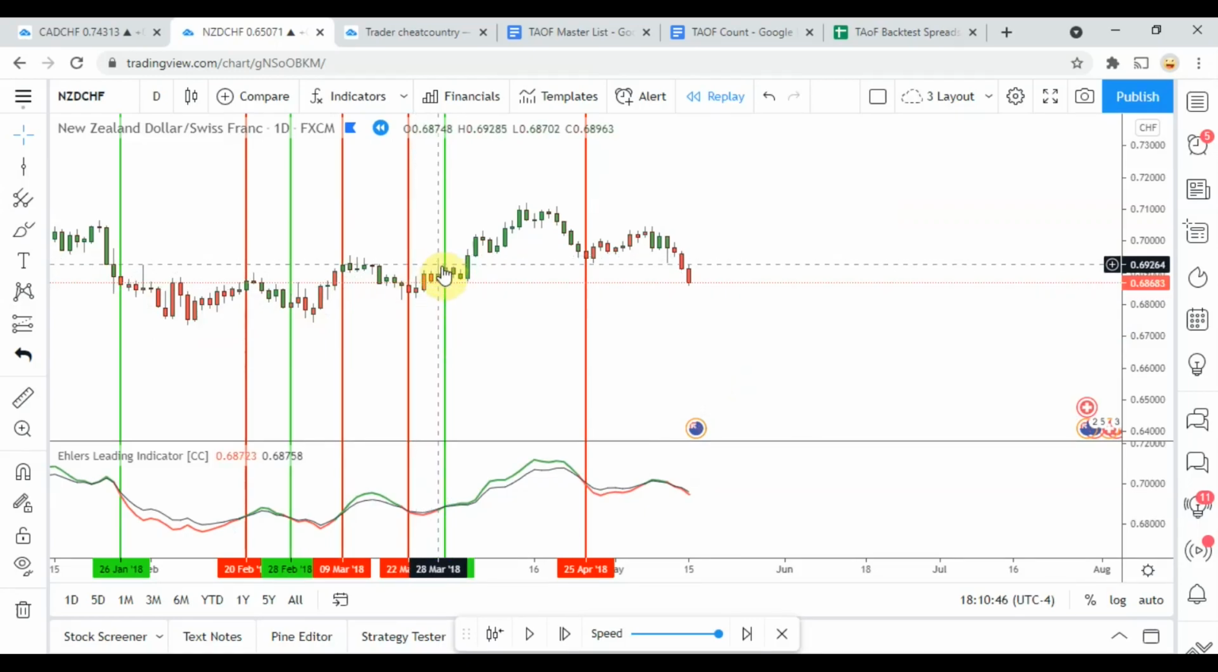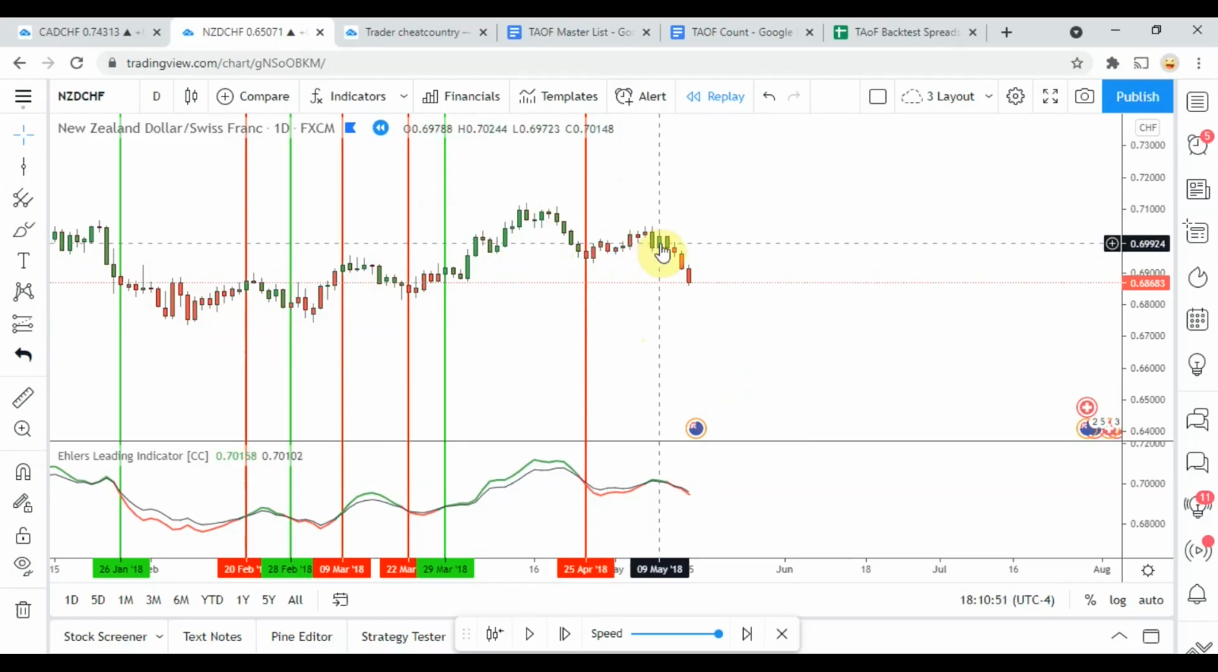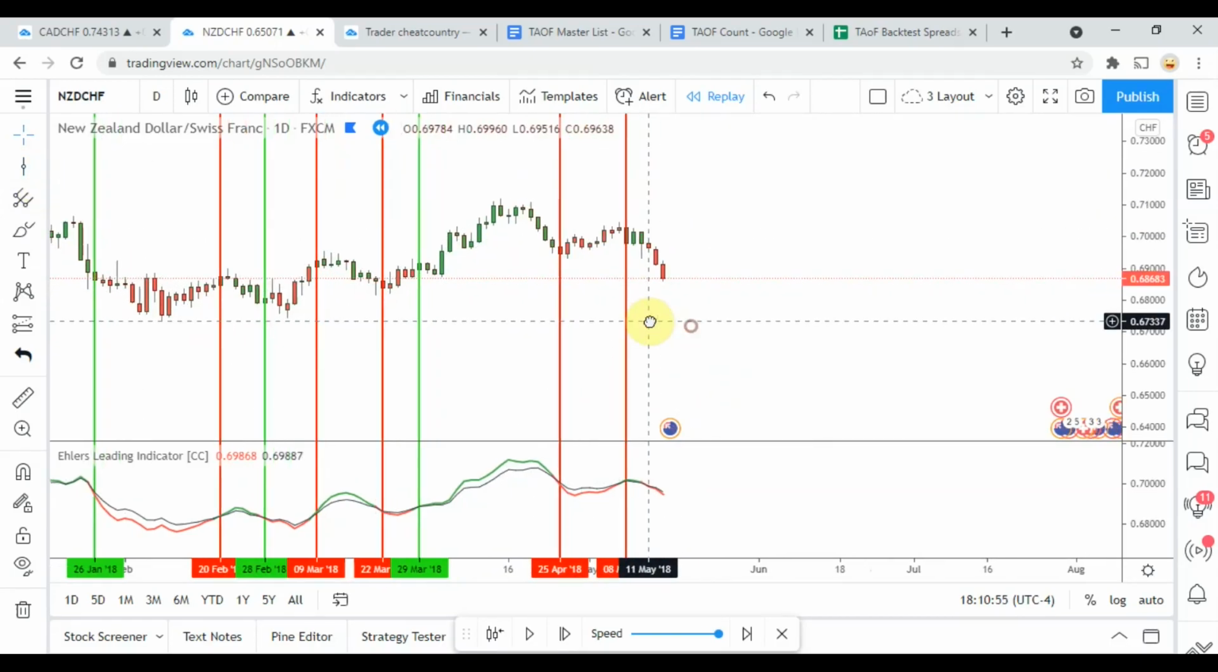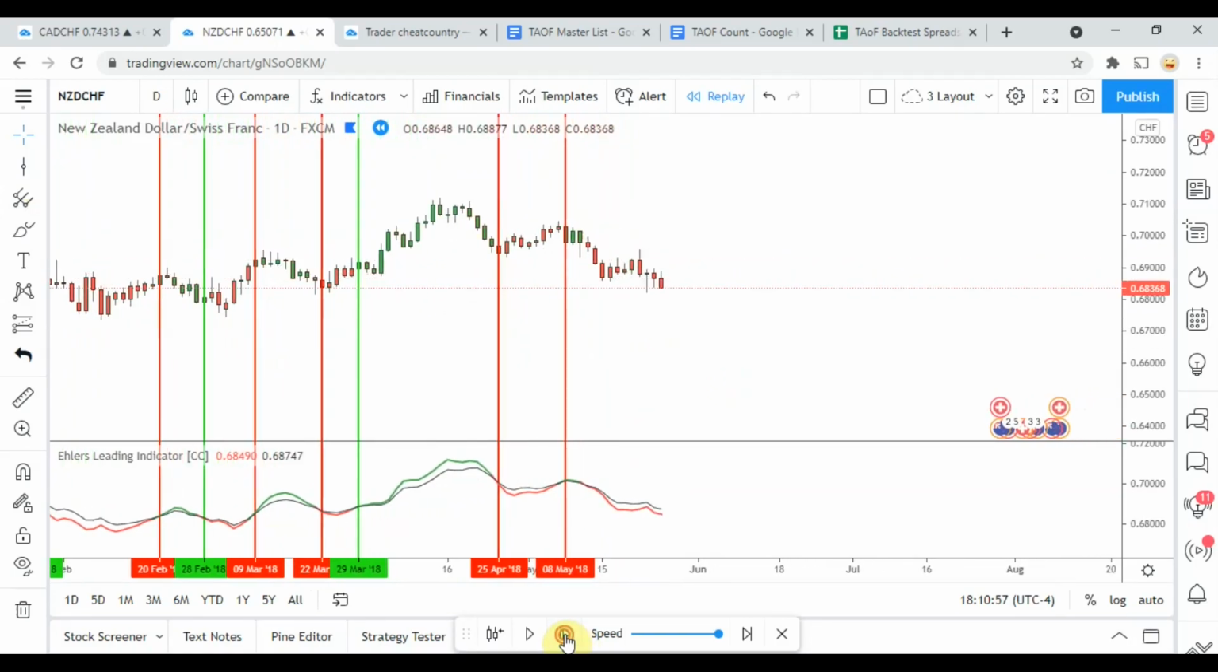Sure I didn't mess these up. So long there, take profit. Short here, that one's not going to work out. Then a long here, also not going to work out very well.